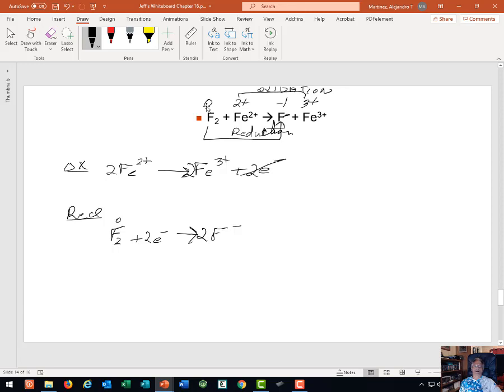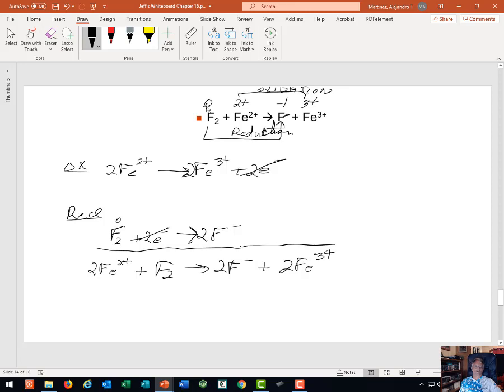So mass and charge are balanced. So now I can go ahead and cancel my electrons. I know that I have 2 electrons lost in the oxidation, 2 electrons gained in the reduction, and I can simply add my reactions together. So that's going to give me 2 iron 2 plus plus fluorine, diatomic fluorine, and then I'm going to get 2 fluoride ions plus 2 iron 3 plus ions. I'm going to just check, make sure that everything is balanced.